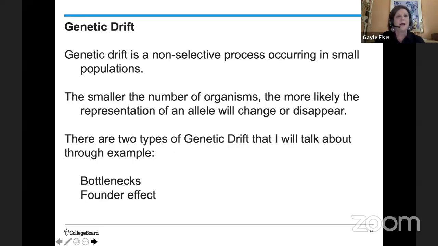The next topic I want to talk about is genetic drift. And we're going to talk about two examples of that. We're going to do bottleneck and founder effect in just a moment. All right, so genetic drift is a non-selective process occurring in small populations. The smaller the number of organisms, the more likely the representation of an allele will change or disappear. There are two types of genetic drift that I'm going to talk about, bottleneck and founder effect.